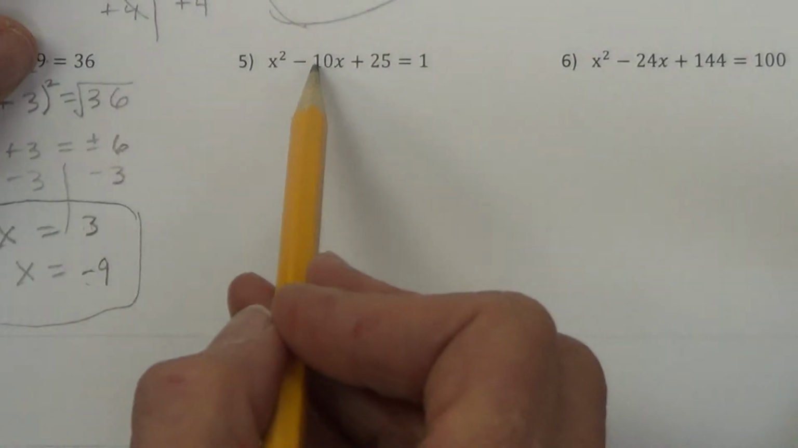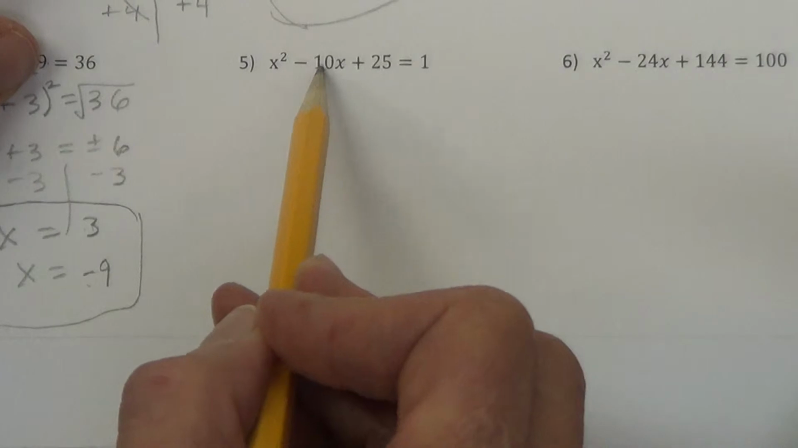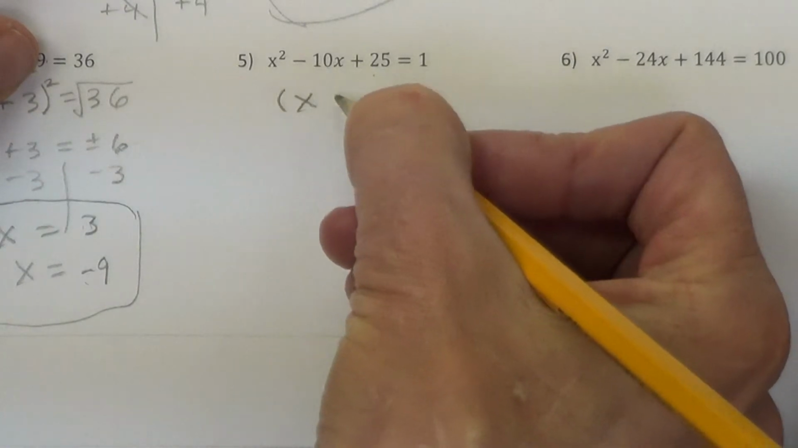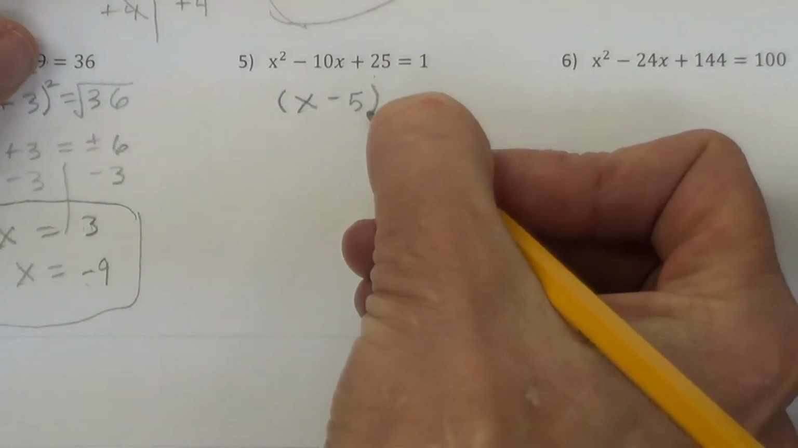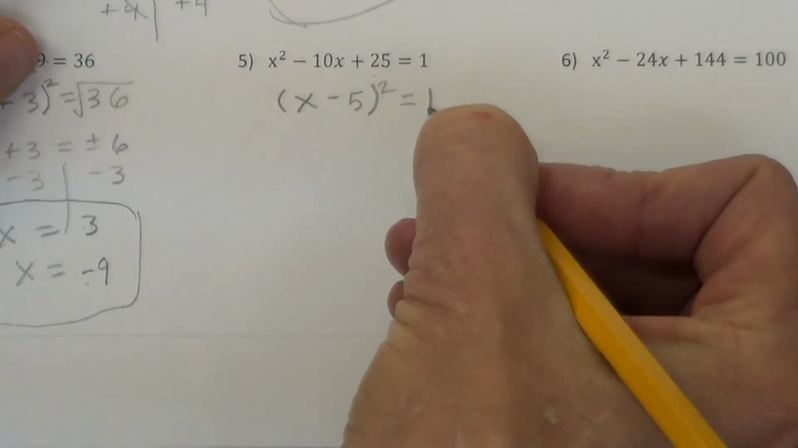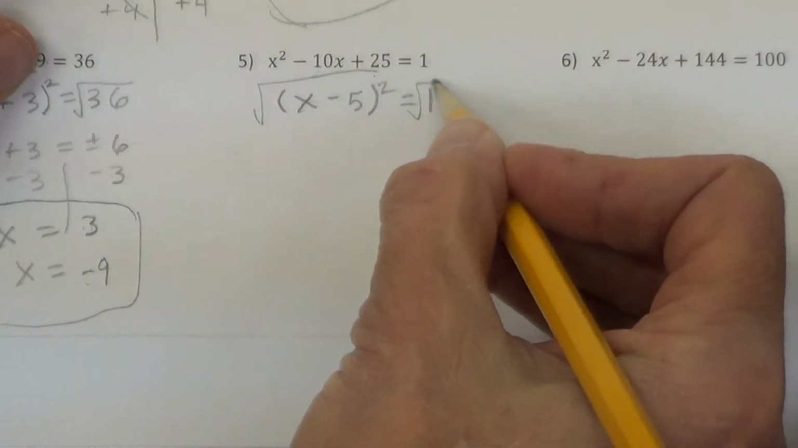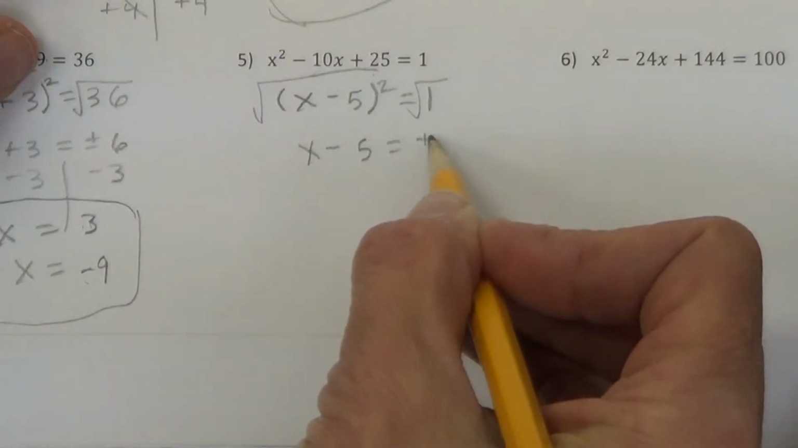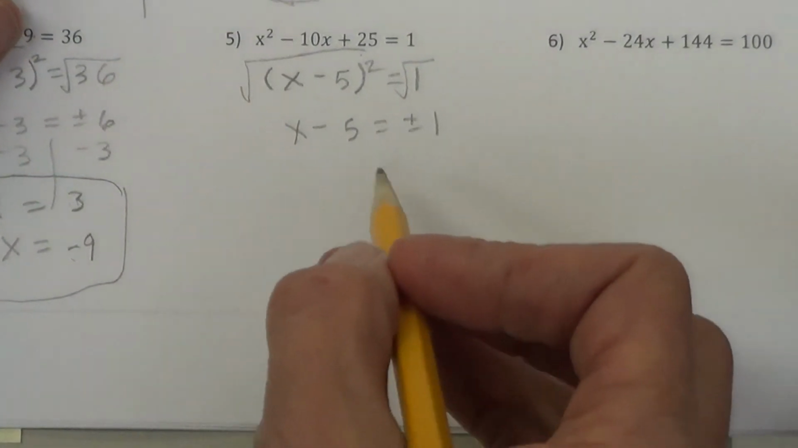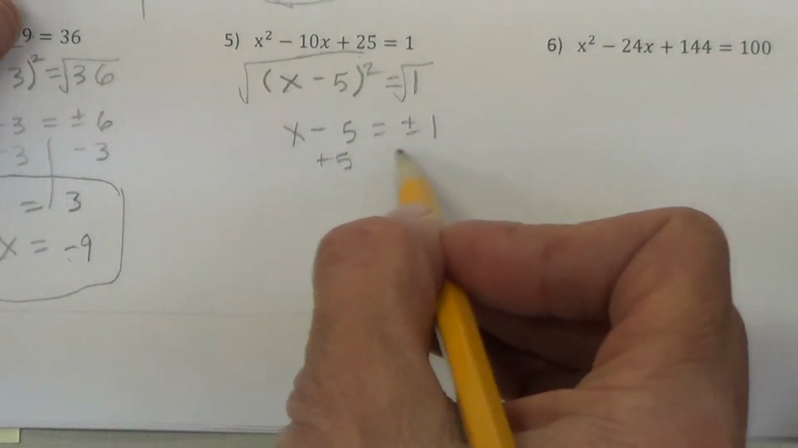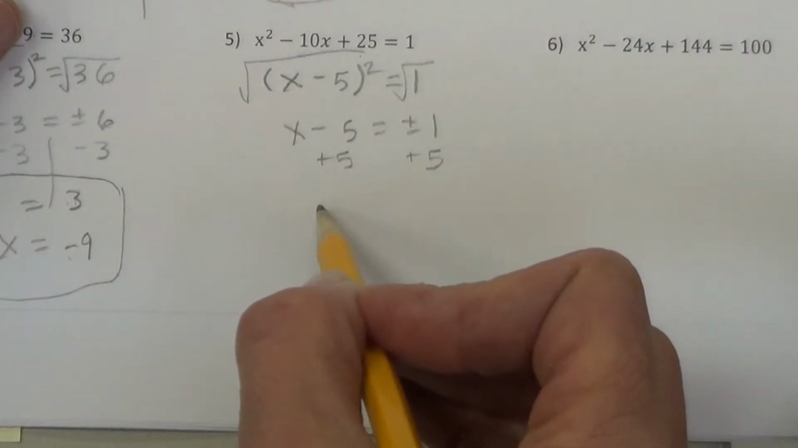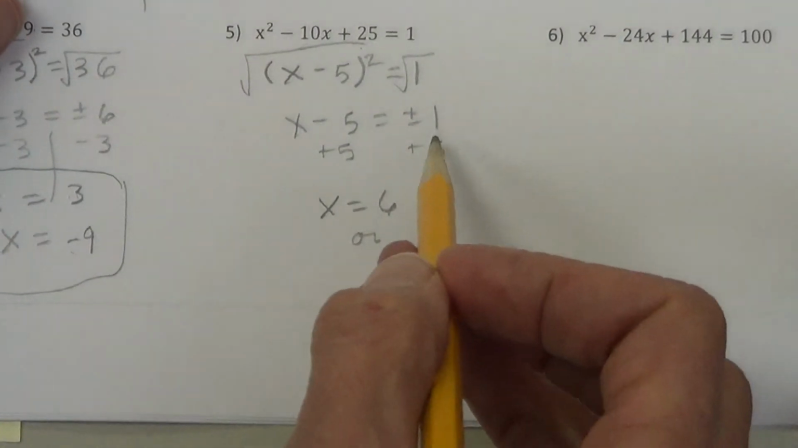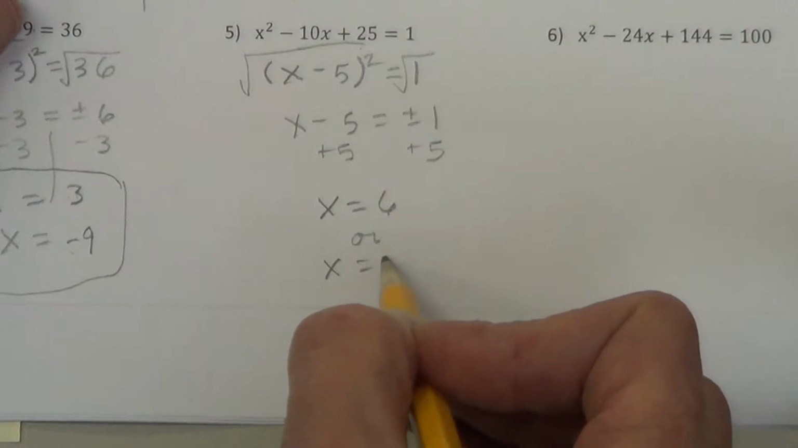Okay, again, we look at this. Half of 10 is 5. 5 squared is 25, so we have a perfect square. (x minus 5) squared equals 1. Take the square root of each side. We get x minus 5 equals plus or minus 1. Now we add 5 to each side. Get that x alone. Remember, that's always our goal. So we have x equals 1 plus 5 is 6, or negative 1 plus 5 is 4.